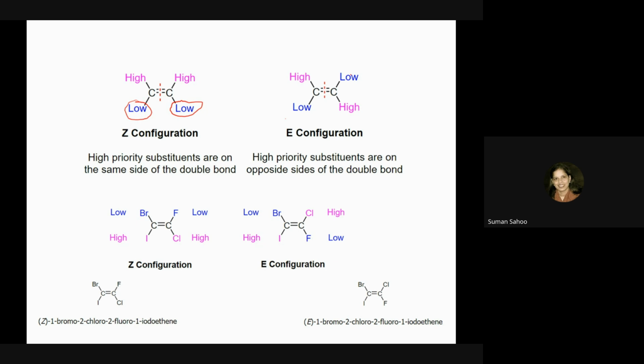In this case, if you just see, on this carbon, this one is your priority number 1, and this one would be your priority number 2. So in this case, we have to give priority individually to the carbons in your double bond. So on this left carbon, iodine and bromine, iodine is of high priority and bromine is of low priority, and on the right side carbon, chlorine is of high priority and fluorine is of low priority. So high priority are on the same side, so this is a Z configuration.